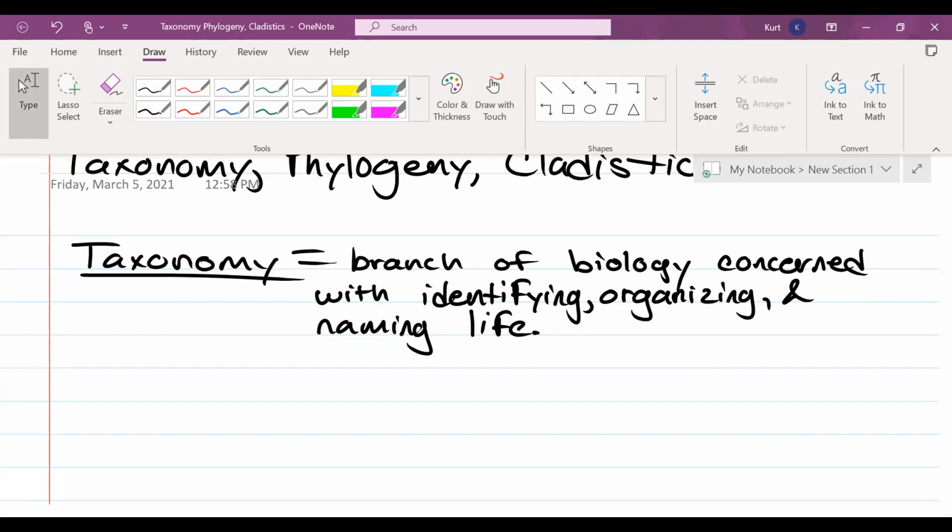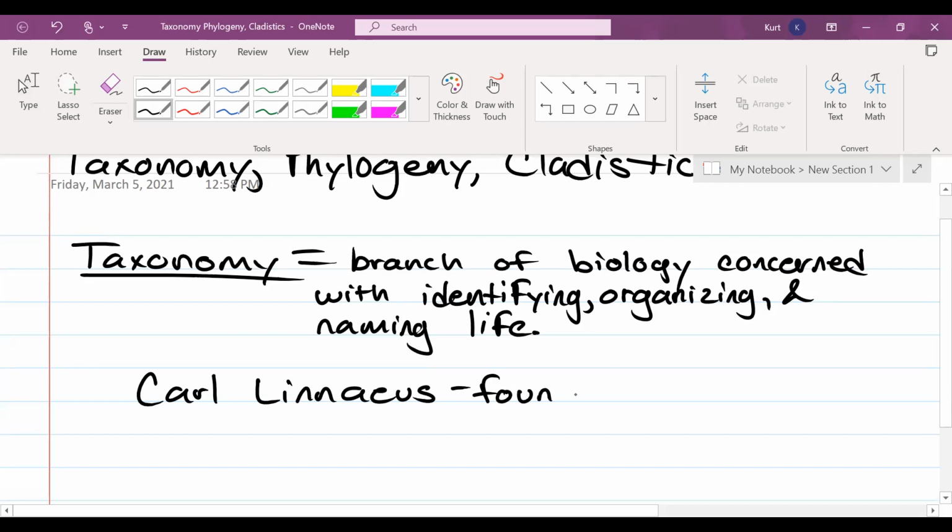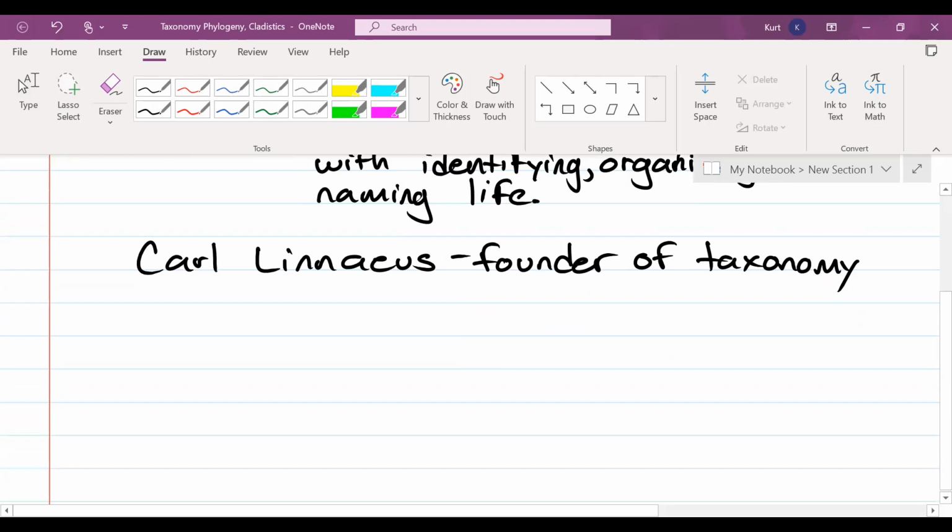The father of taxonomy is Carolus, we'll call him Carl, Linnaeus. This is just like Darwin is to evolution, Mendel is to genetics. This gentleman is to taxonomy. I believe he started this in the 1700s, and generally, according to Linnaeus's ideas, there were two kingdoms. At this time, kingdoms was the highest level of organization when it came to classifying life. And according to Linnaeus's model of taxonomy, you are either one of two types of organisms. You are either a plant or you're an animal.